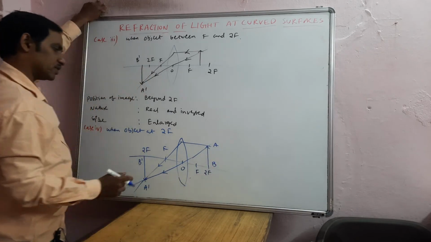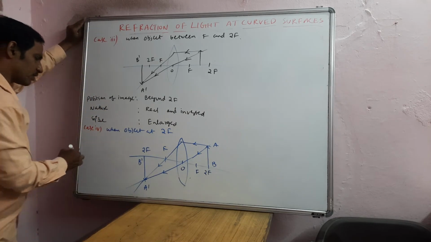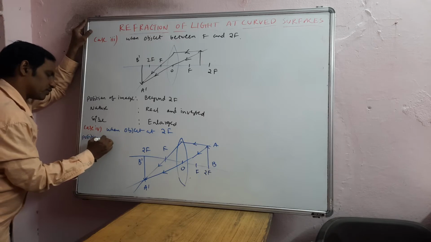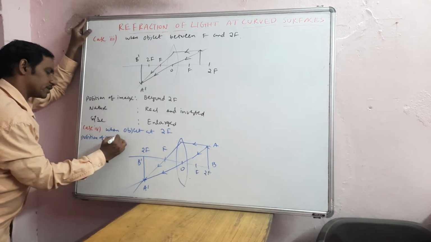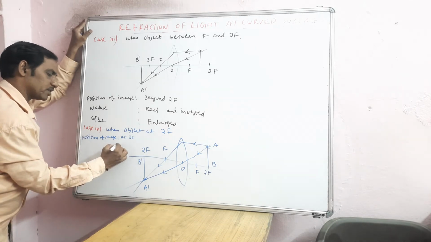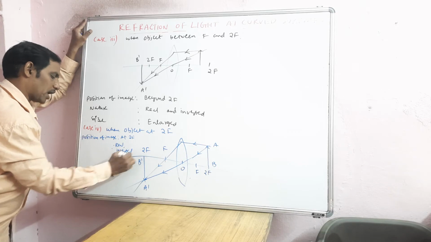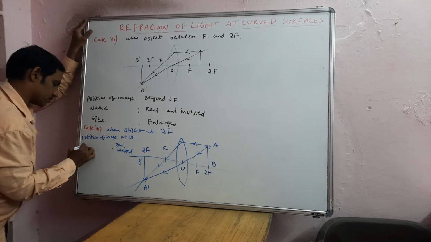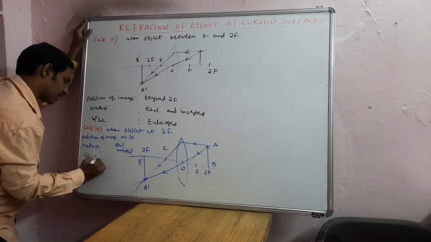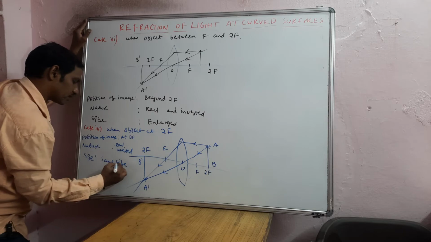So what is the position of the object? The position of the object is at F. The position of the image, you write, sorry, at 2F. And the image will be real, inverted, of course, real inverted. This is the nature. What is the size? Size, generally you can take it as the same size. It means the size of the image will be the same as that of the object.